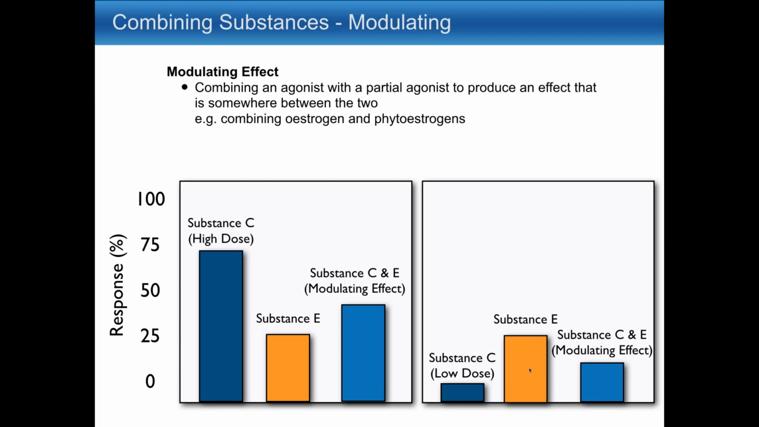Now, modulating effects is more related to what we talked about, the phytoestrogens, where substance C would be like estrogen in the body. Substance E is what happens if you take, let's say, flax or soy. And so if your body is producing estrogen and you take in soy or flax, then the overall effect, if you have high amounts of estrogen and you add in the soy, it'll modulate it. So it brings the overall effect lower than if the estrogen was taken alone, but higher than if the estrogen wasn't present and you only took the soy. So it kind of takes somewhere in between those two.